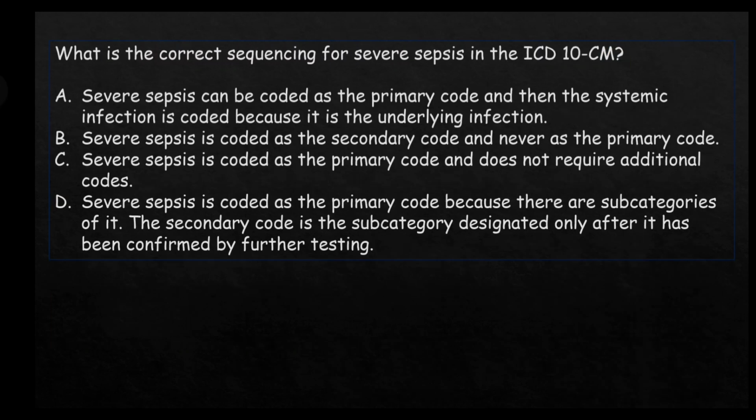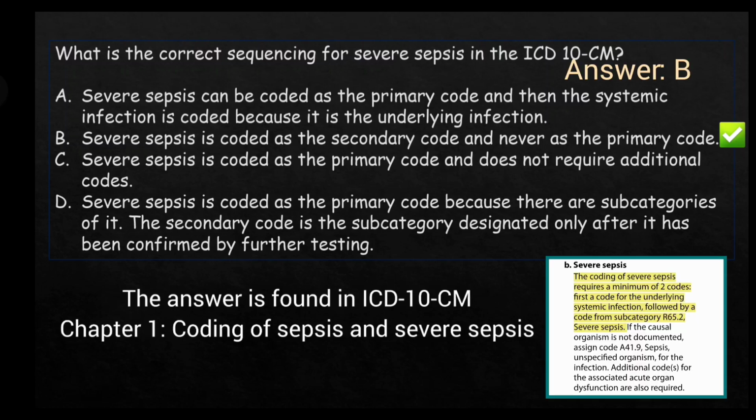Next question. What is the correct sequencing for severe sepsis in the ICD 10CM? Read the options. The right answer is option B. Severe sepsis is coded as a secondary code and never as the primary code. This is the correct sequencing for severe sepsis.